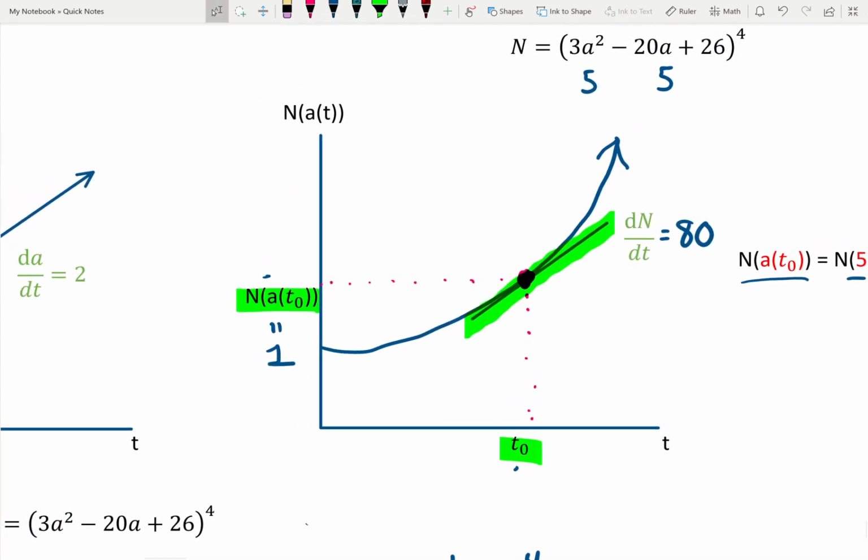All right, guys, hopefully that made sense to you guys. I think we have one more example left for this, and then we'll finally be done with related rates.